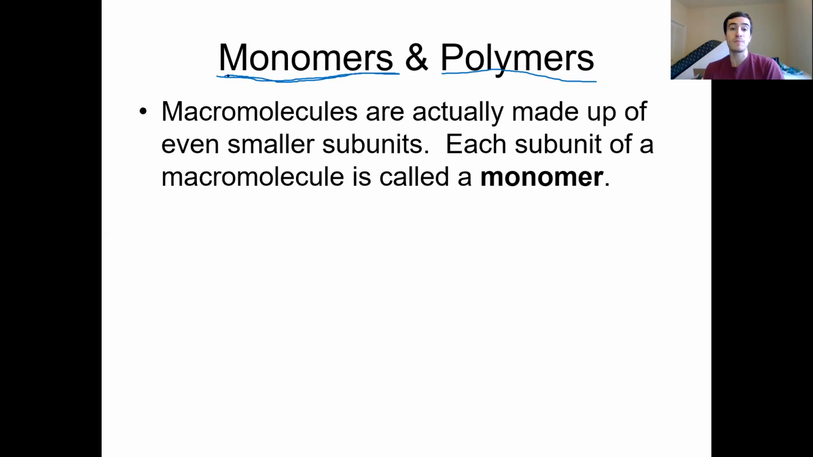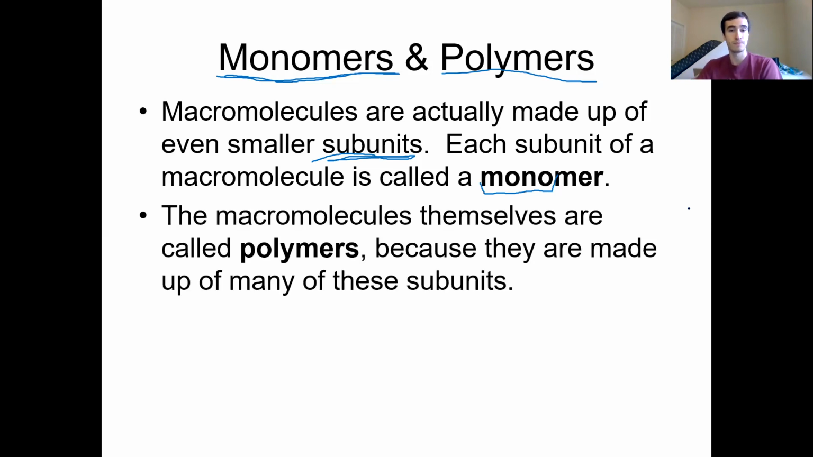So macromolecules are made up of these smaller subunits or these smaller building blocks. And each individual subunit, each little piece, is called a monomer. So mono is the scientific prefix relating to one or single. Like if you're married to somebody, you're in a monogamous relationship, meaning that you are with one other person only. That's what mono refers to. And so monomer refers to one single subunit.